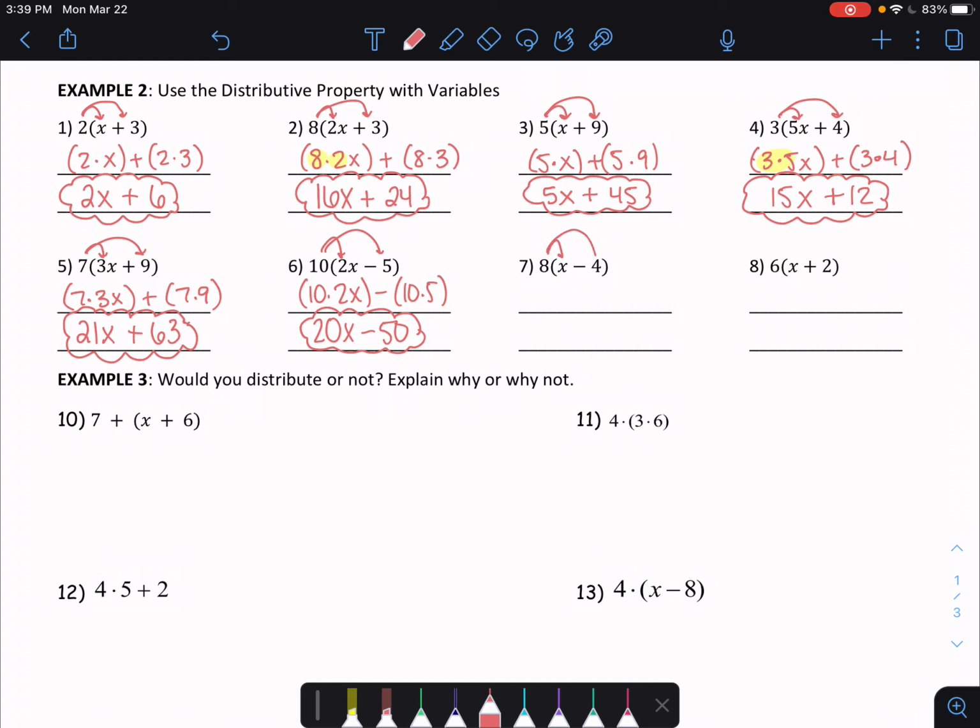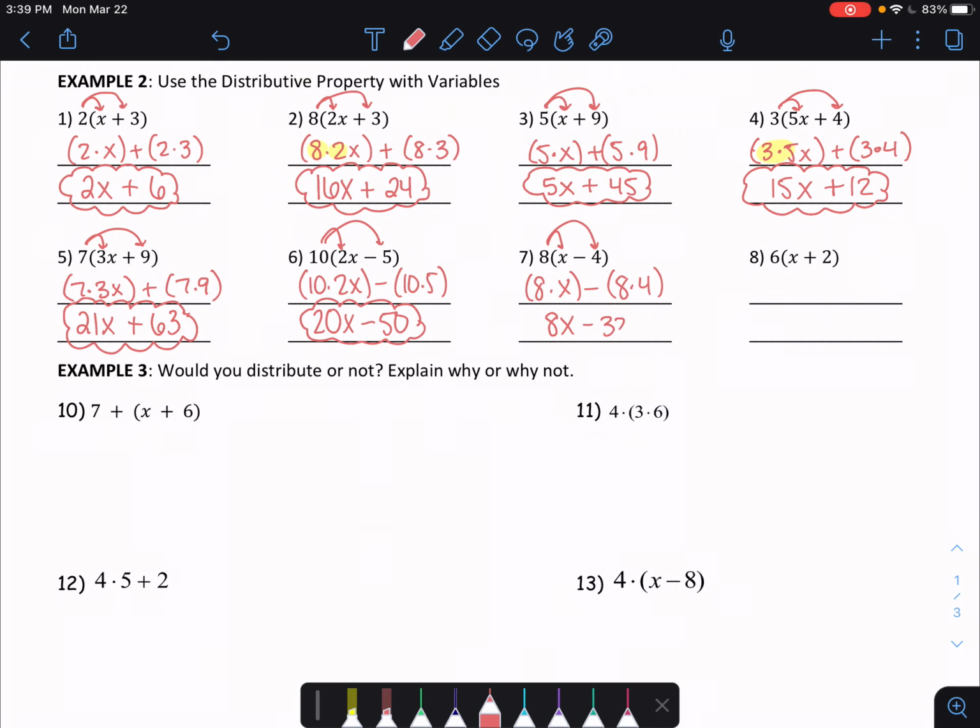So this one, 8 times x, and then 8 times 4. So I have 8 times x minus 8 times 4. 8 times x is going to stay 8x since we don't know what x is, and then minus 32. The last one, 6 times x and 6 plus 2. So I've got 6 times x plus 6 times 2. So I have 6x plus 12.